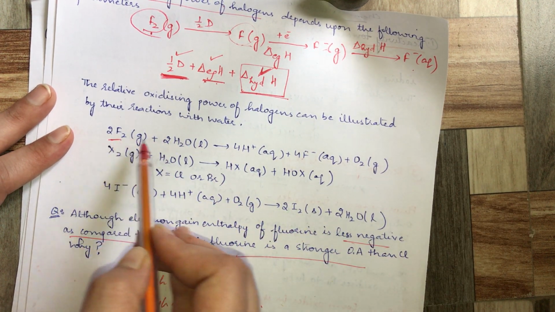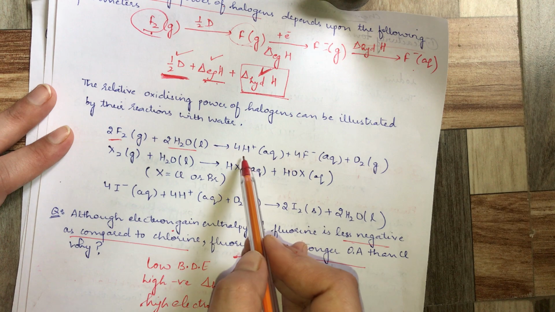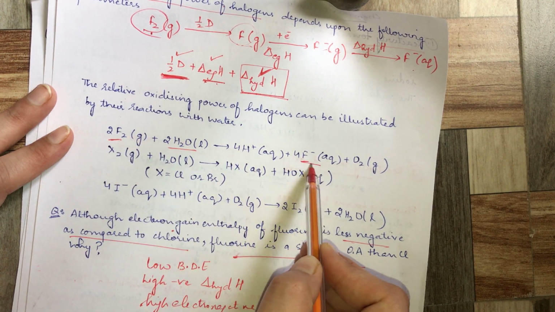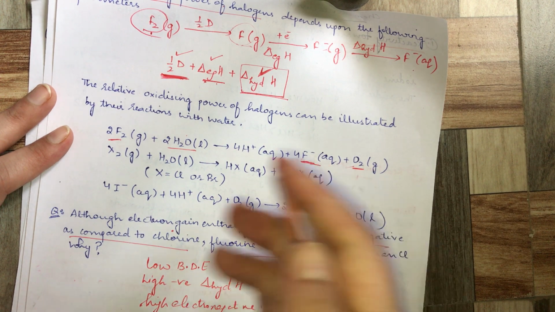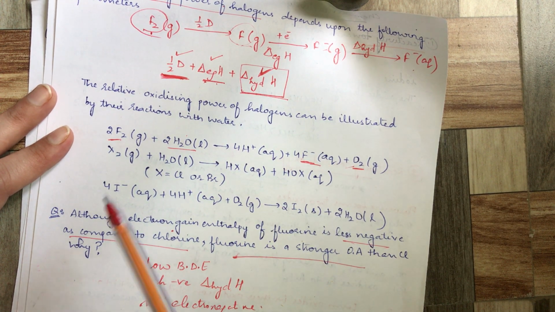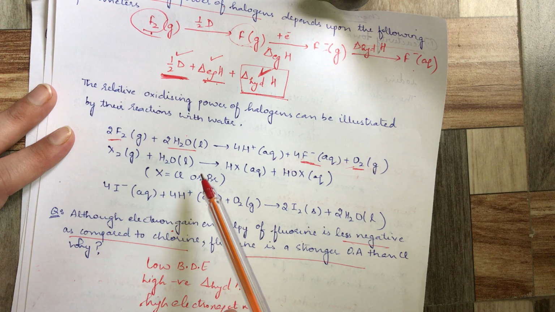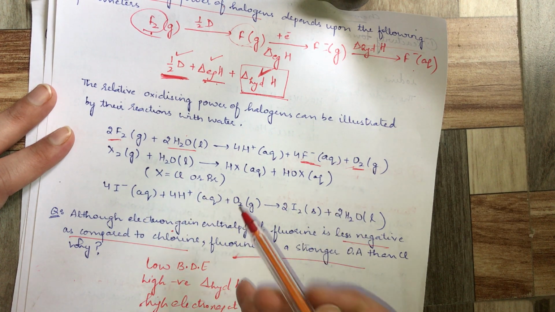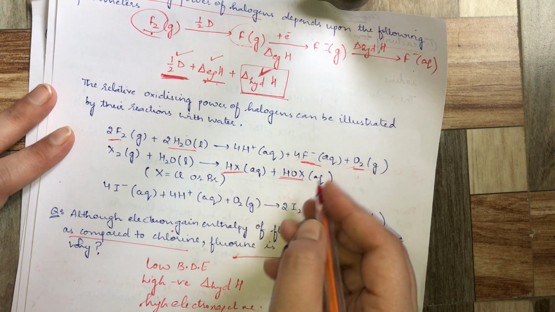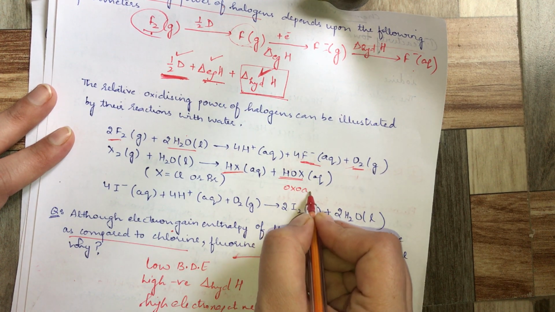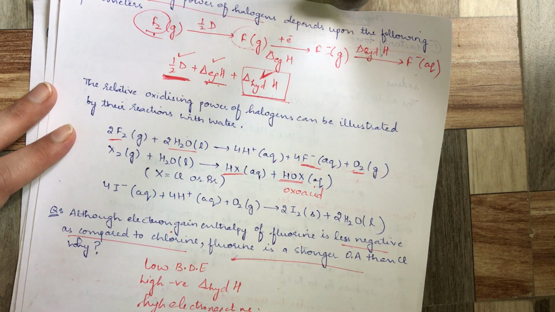If fluorine reacts with water, it gets reduced to F−, but it oxidizes O to O2, such a strong oxidizing agent. But if we have other halogens like Cl2 or Br2, they form HX but do not release O2; instead they form an oxo acid, a hypohalous acid.